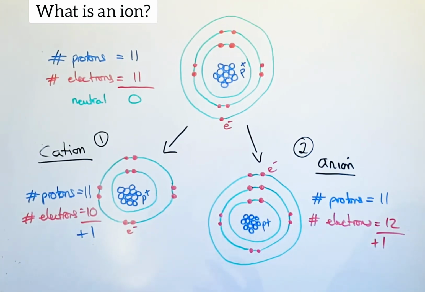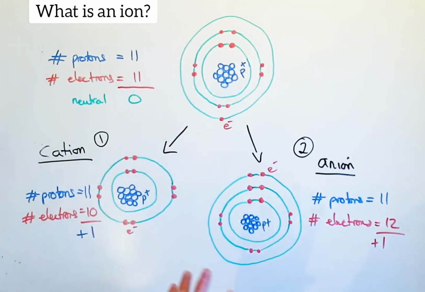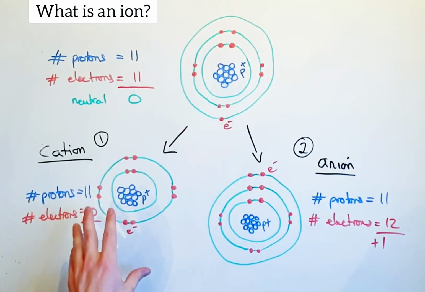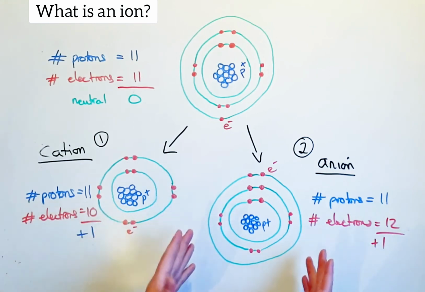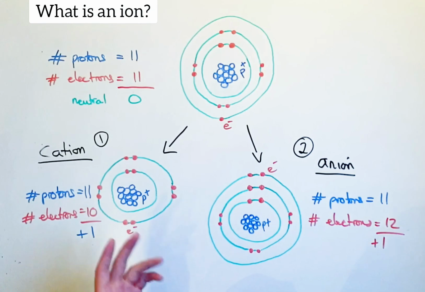So I hope that clarifies how we go from a neutral atom to two different types of ions, what the differences are, and how, by analyzing this Bohr setup model of the atom, we can tell what type of ion we're dealing with.